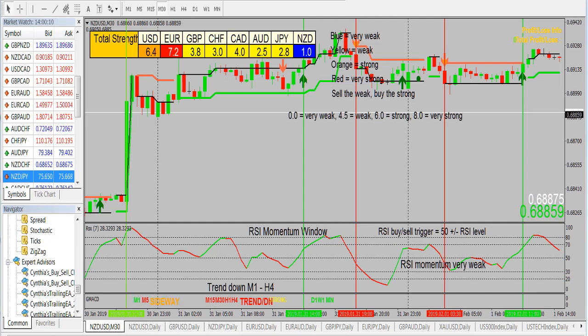So I'm going to show you, starting with the New Zealand dollar in the 30-minute chart, the entries for the buy and sell trades and how the entries correspond with the RSI momentum window down at the bottom.